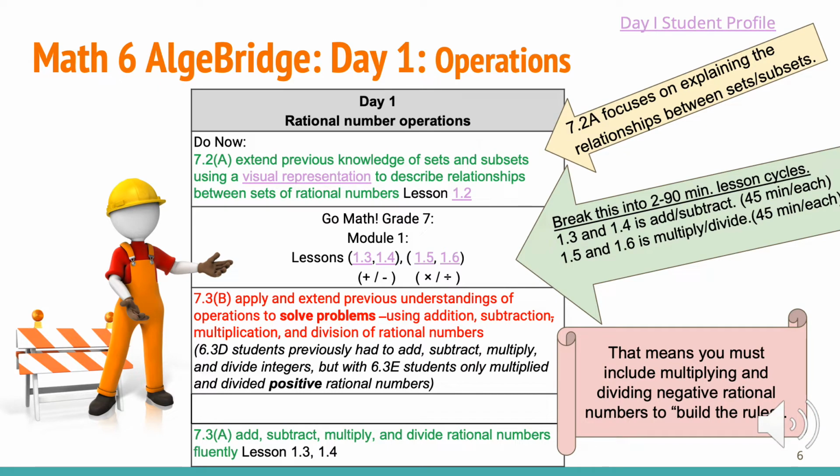Since sixth graders have already had to multiply, subtract, multiply, and divide integers, the focus here is really on the rational numbers. Sixth graders have already multiplied and divided positive rational numbers, so you want to include multiplying and dividing with negative rational numbers and build the rules that are associated.